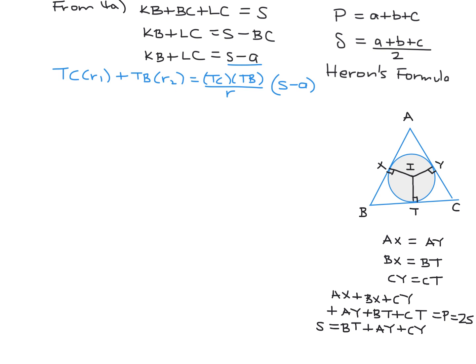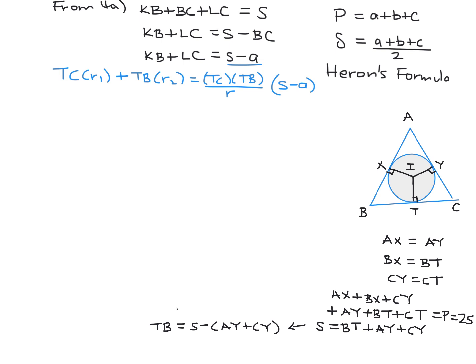That is legitimately half the perimeter because the other 3 are equal. This is equal to CY, this is equal to BT, and this is equal to AY. I specifically chose those 3 because they're going to help us. So if we use this formula, that means BT, or TB, whatever way you want to use it, is going to be equal to S minus AY plus CY.